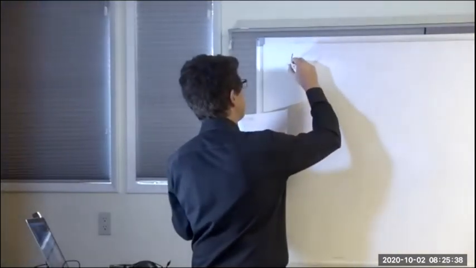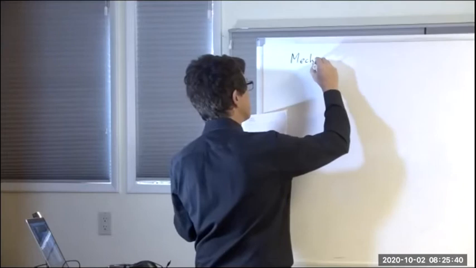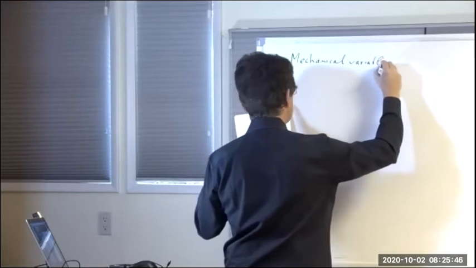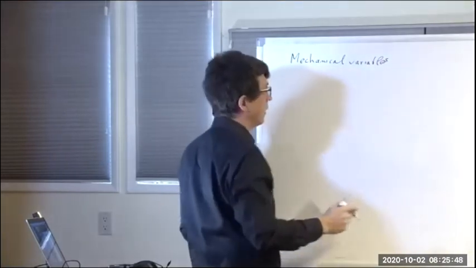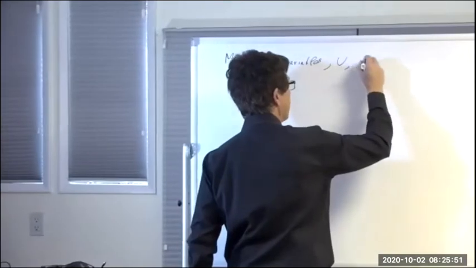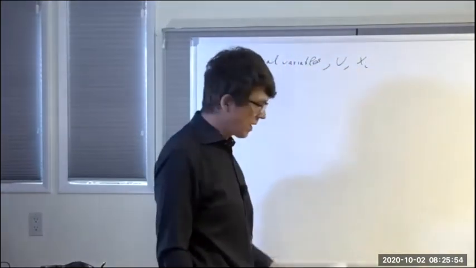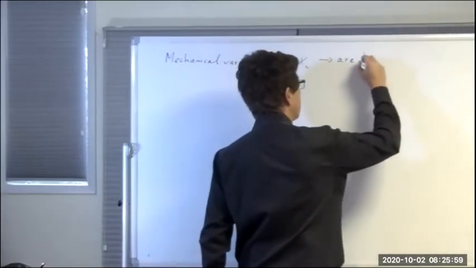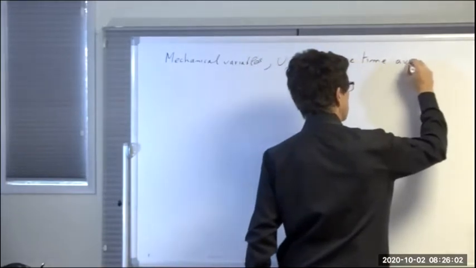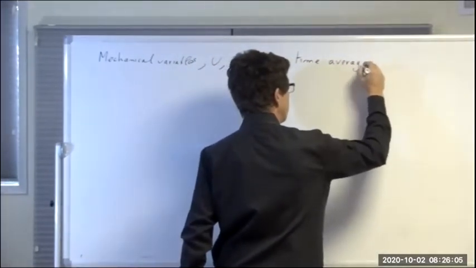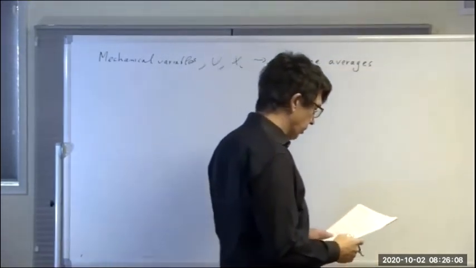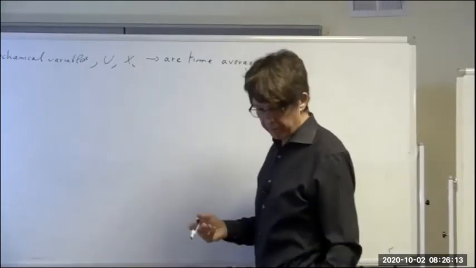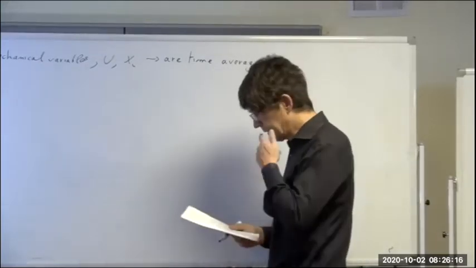So most of the time we're going to focus on what are called mechanical variables. And these are things like the energy, the extensive quantities, X_i, because in statistical mechanics, these are time averages. So it's in some sense the most simple relation you can imagine between the microscopic and the macroscopic world. Like you just observe them over time, and the time average is the macroscopic quantity.